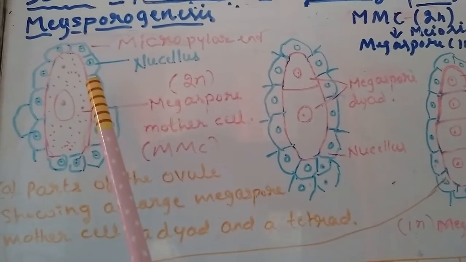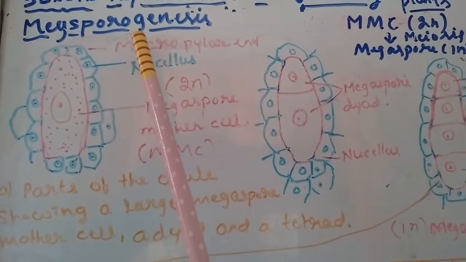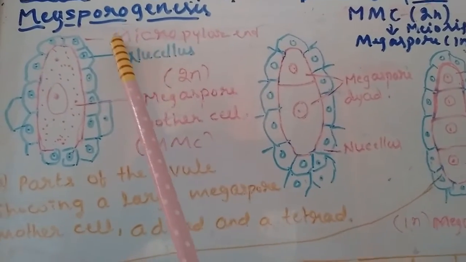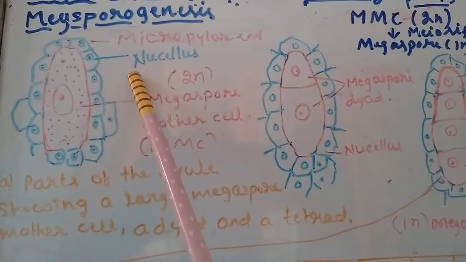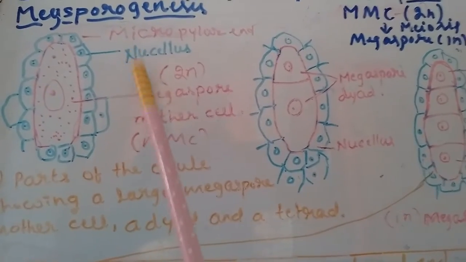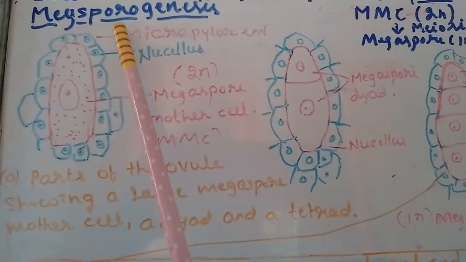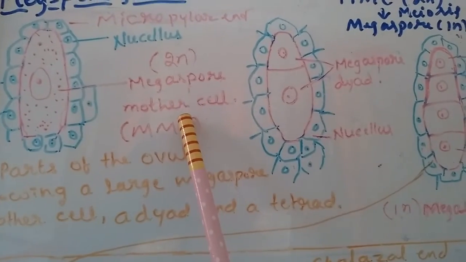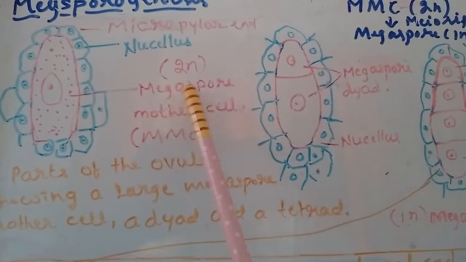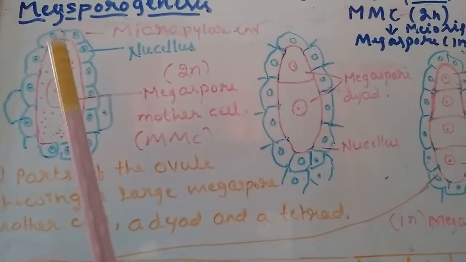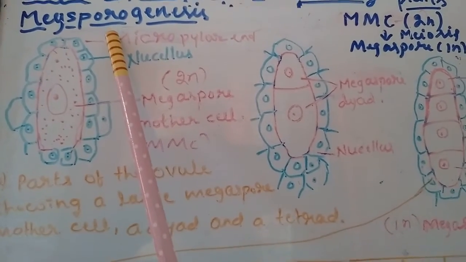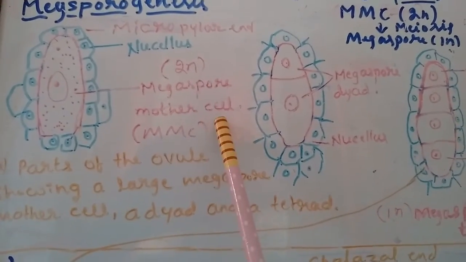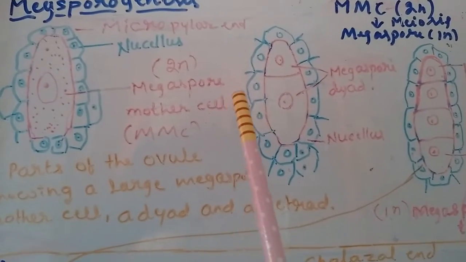The nucellus is made up of a mass of cells. One of the cells present towards the micropylar end functions as the megaspore mother cell. Only one cell towards the micropylar end functions as the megaspore mother cell. This megaspore mother cell will undergo meiotic cell division.